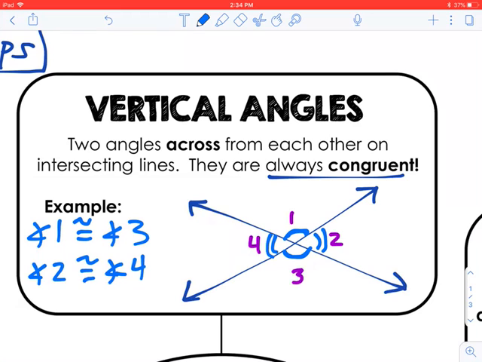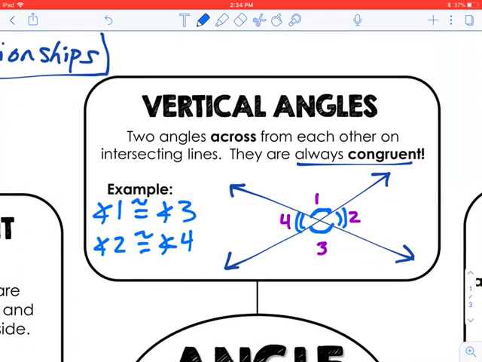Okay, and those are vertical angles. Vertical angles make an X. When you put their rays together, they make an X. Okay? So that's vertical angles.